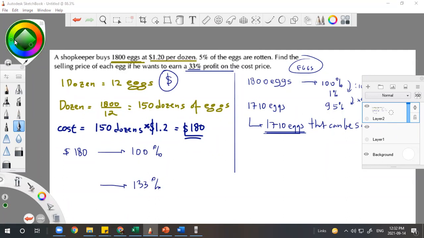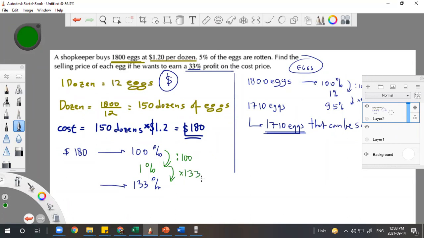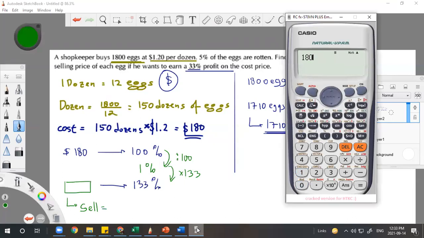Good job, Felix. So mind the logic. 1 divided by 100, multiply by 133, right? And then you do the same thing on this question. So the selling price will be 180 divided by 100 and multiplied by 133. This will be the amount of money that you will get: 239.4.